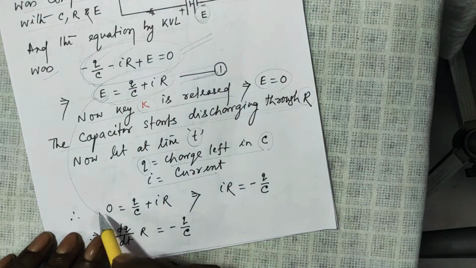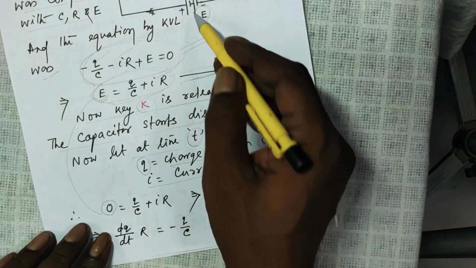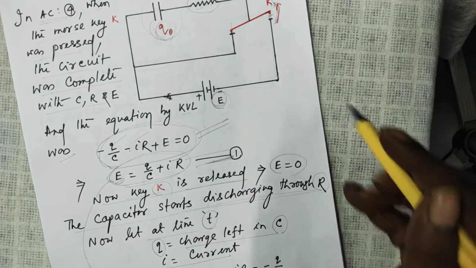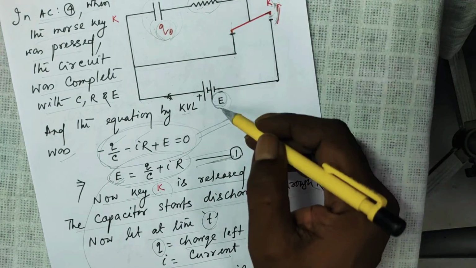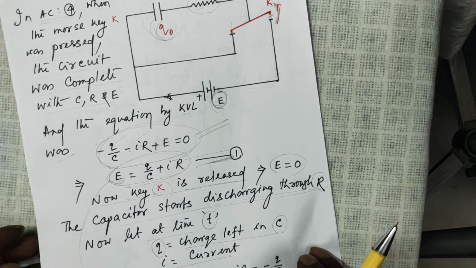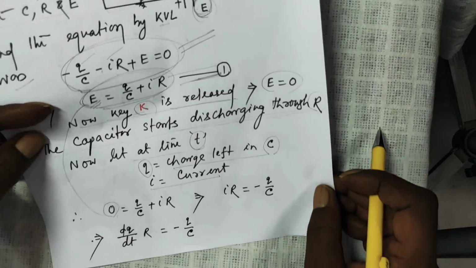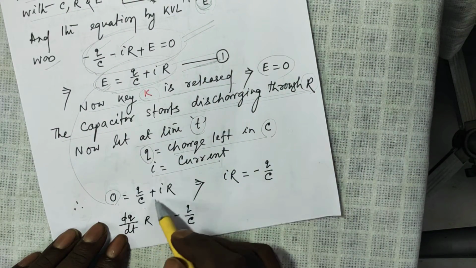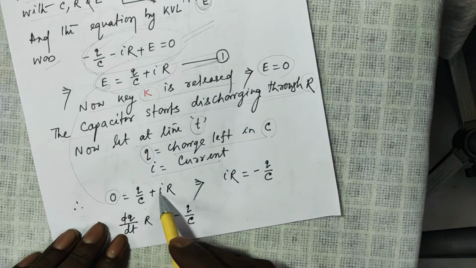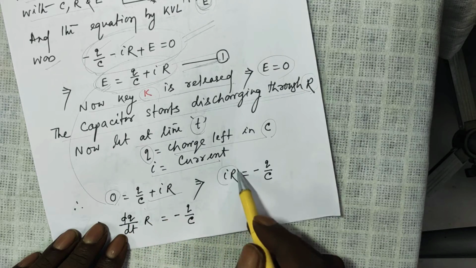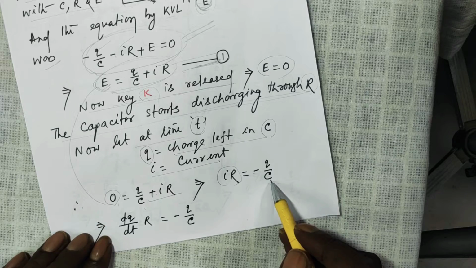So in this equation, put E is equal to 0 because the battery is disconnected. By releasing this key, this battery having EMF is disconnected. So put E is equal to 0. Now very simple. So Q by C plus IR. By making side changes, this becomes IR is equal to minus Q by C.